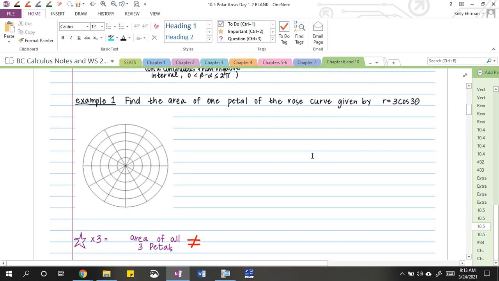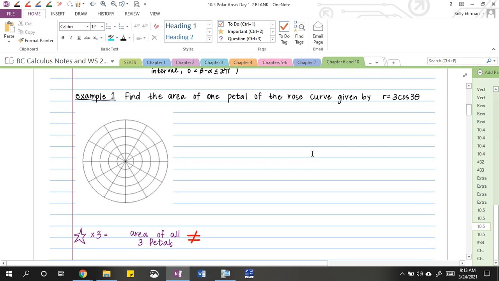Okay, so let's try this. Find the area of one petal of the rose curve given by 3 cosine of 3 theta. So first we need to graph this thing. And remember, you can either sketch the graph or come up with a table of points. I like to sketch the graphs. I'm kind of quick at that.